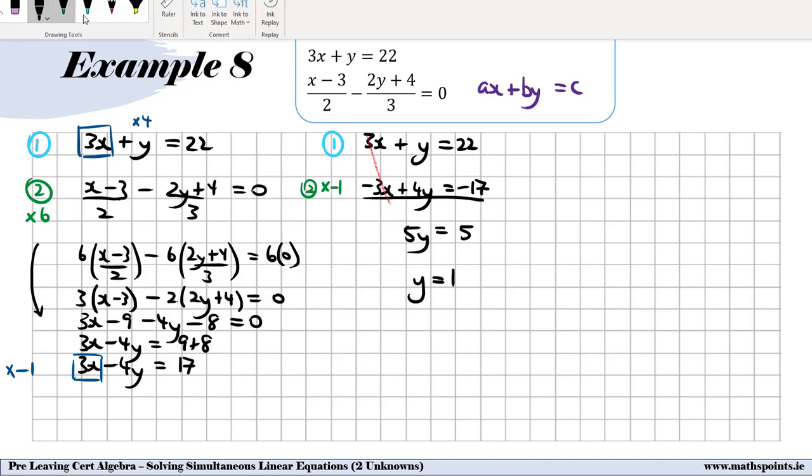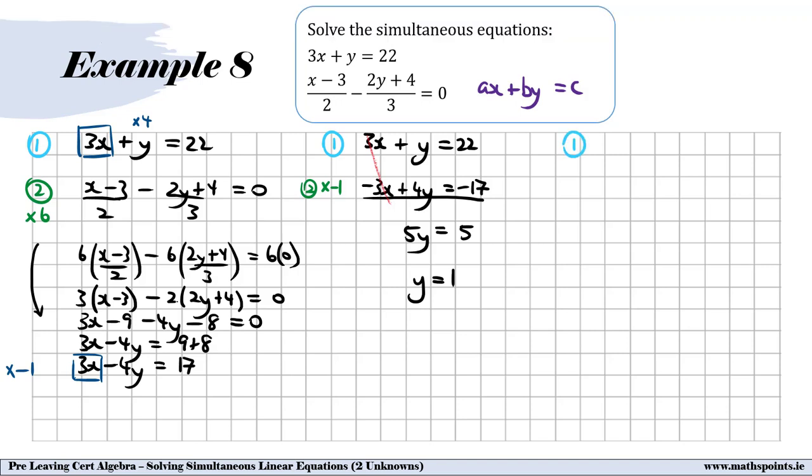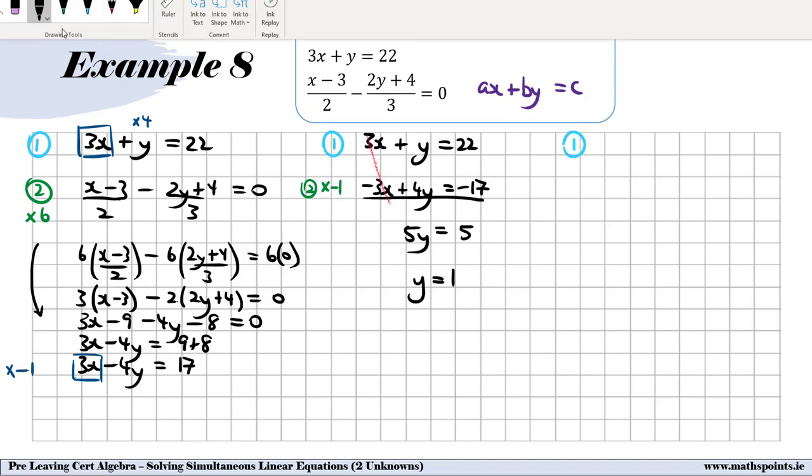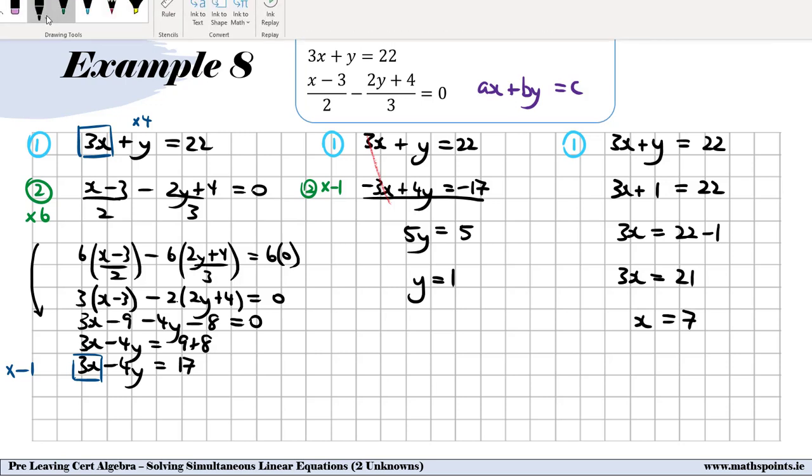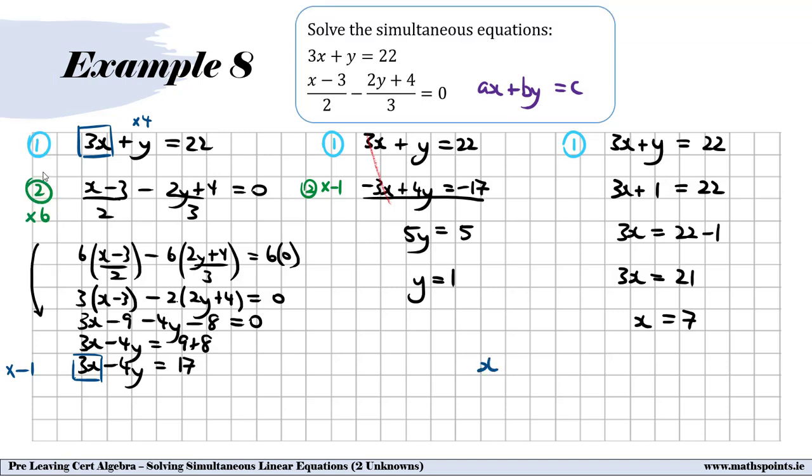So I'm going to take this value of y and sub it back into equation 1. Remember, I can sub it into either of the original equations or any of the manipulated ones. So we're going to sub it into one of the original equations, 3x plus y equals 22. So 3x plus y, remember, is equal to 1, so equals 22. We're going to subtract the 1 from both sides and we get 3x equals 22 minus 1. 3x equals 22 minus 1 is 21. And then we're going to divide both sides by 3 to give us x equals 7. And so the solution to this simultaneous equation is that x is equal to 7 and y equals 1.